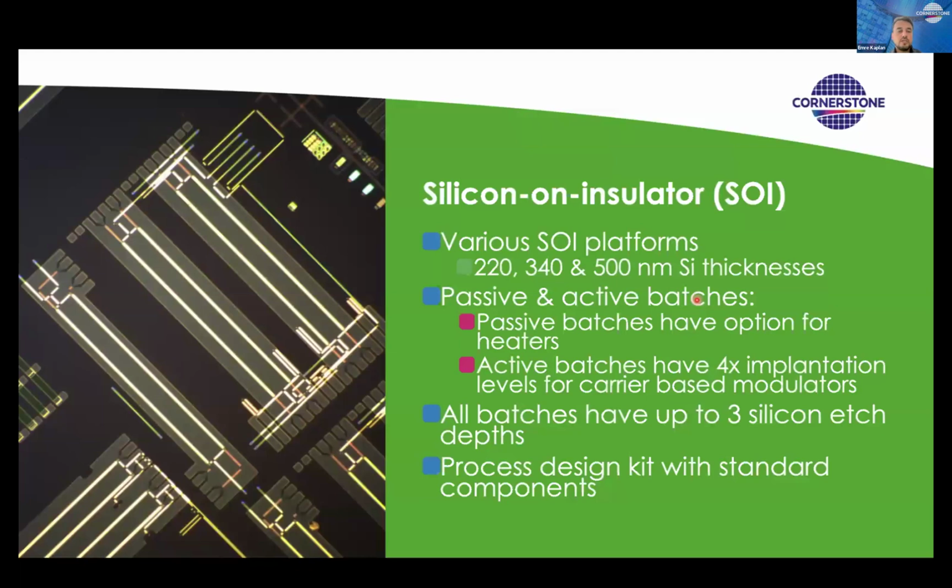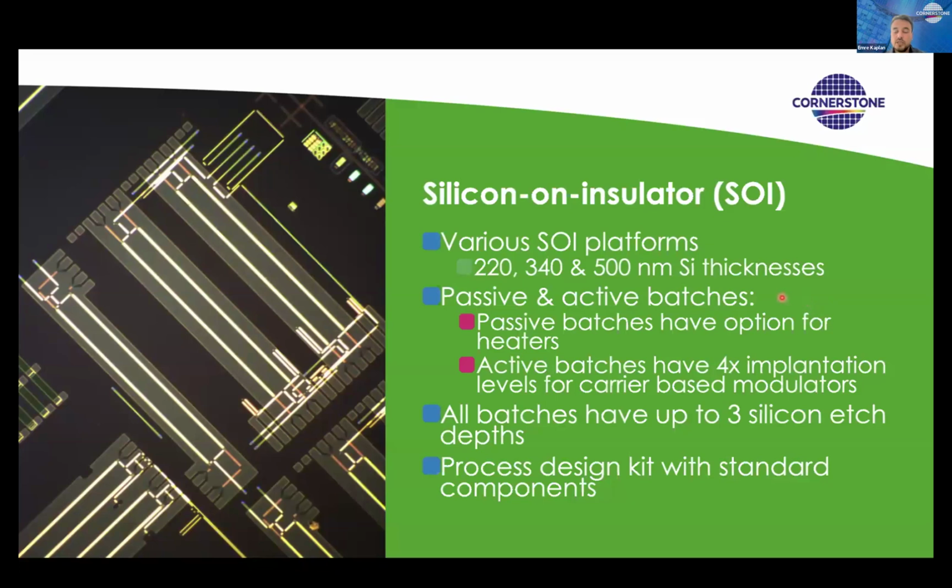So looking into the platforms that we offer, silicon on insulator is the main and fundamental one. It's still popular in datacom and telecom applications. We provide three different thicknesses in SOI, like 220 nanometer, 340, and 500 nanometer. So basically, the 500 nanometer is actually removed from the MPW schedule this year, but we still provide that platform through bespoke batches. Here you can find two types of runs, passive and active.